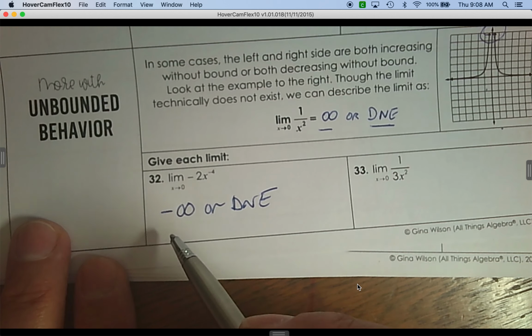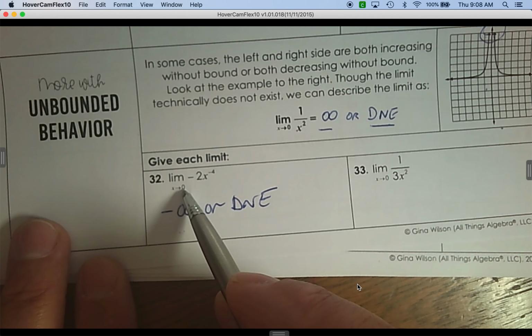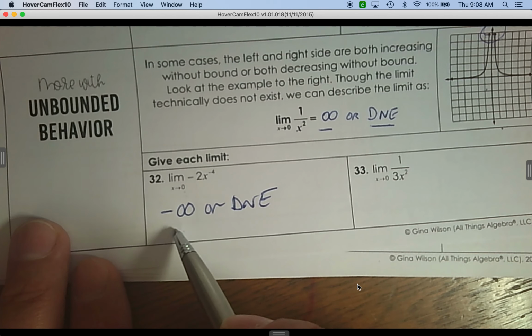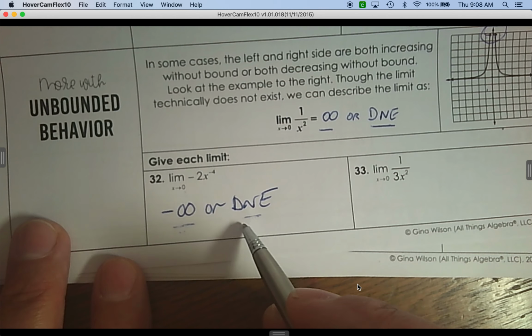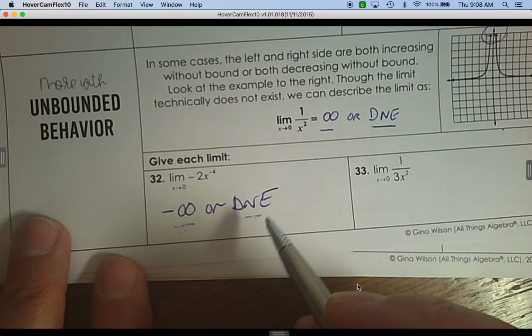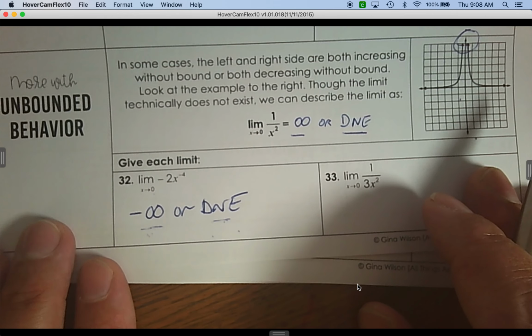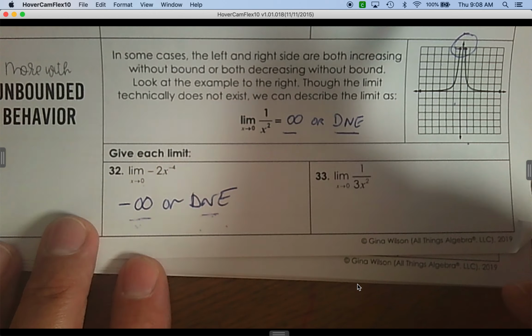So, but notice that both ends are going in the same direction around the number I'm looking for. So when I look at 0, what's happening to the graph? Both are going down. They're both going to negative infinity. So that's a good answer. Or conceptually, could you ever approach negative infinity? Nope. So therefore the limit does not exist. Both are correct answers. And one day maybe it'll be solved where one answer only will be accepted. But right now, both are true.